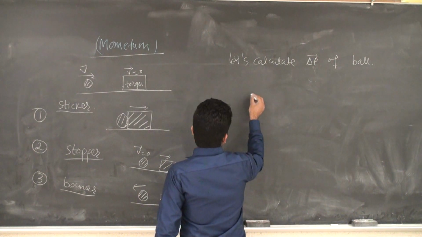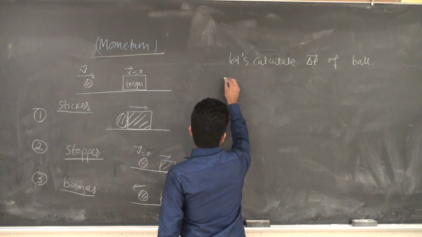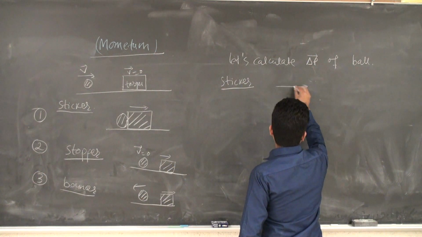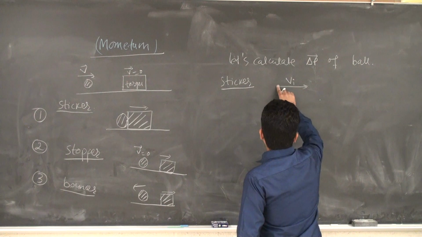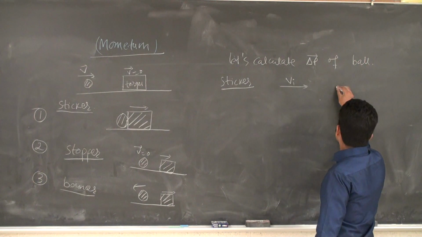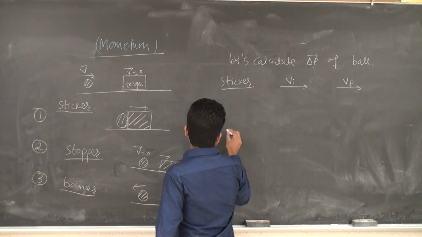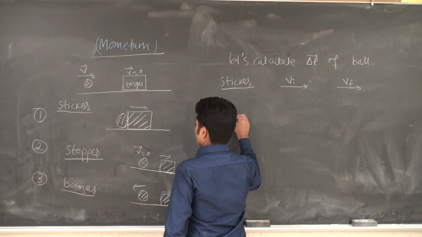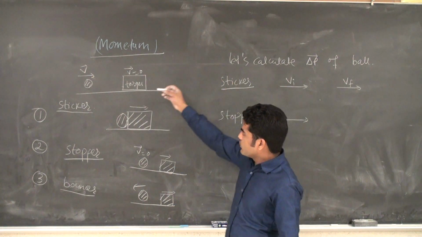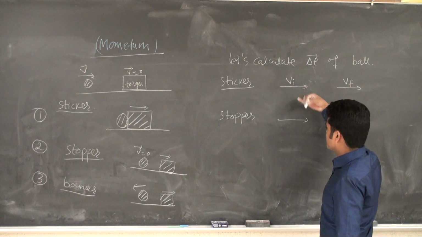So before collision, in the case of sticker, this is the initial velocity. After collision, the ball sticks with this target and moves in the right direction, something like this. This is V final for the case of sticker. And for the stopper, the initial velocity is the same, because in all the cases we are considering the same initial velocity, and then the target is addressed. So the initial velocity is the same in the case of sticker, stopper, and the bouncer.